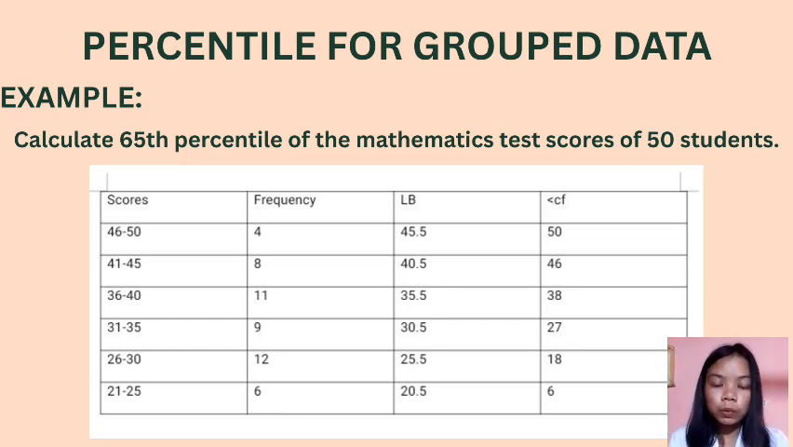And then how do we get the less than cumulative frequency? Just simply copy the frequency of the lowest score. The lowest score is 21 to 25 and the frequency is 6. So you just copy the 6, which is the frequency of the lowest score, and then you have to add diagonally, which is 6 plus 12 equals 18, and so on.